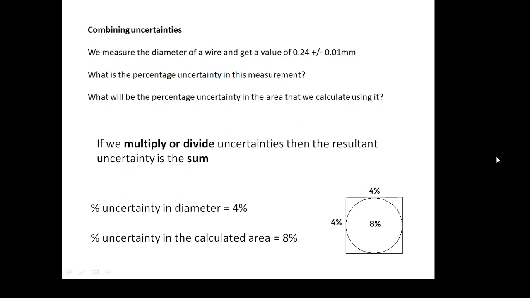Well, the rule is that if we multiply or divide quantities, then the resultant uncertainty is the sum. Whether you're multiplying or dividing, you add together the uncertainties. For example, if the uncertainty in the diameter is 4%, then the uncertainty in the area will be 8%, because we're squaring it: diameter times diameter, or radius times radius. So we add together the 4% and we get 8% for the area.